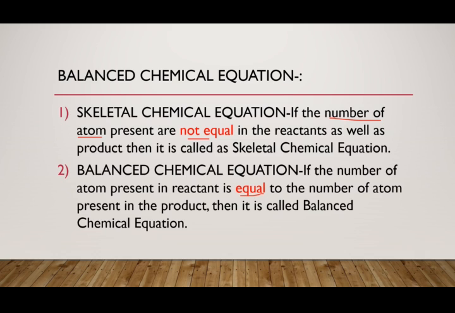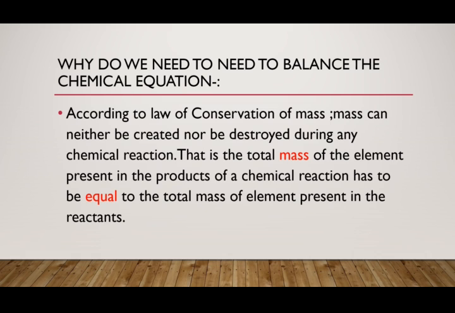Okay, the next one, why do we need to balance the chemical equation? Why is there a need? So according to the law of conservation of mass, this is a law which states that mass can neither be created nor be destroyed during any chemical reaction. So the total mass should remain the same, or you can say the number of atoms should remain the same in LHS as well as RHS side. That is nothing but the reactant side as well as product side. Fine. So that we need to balance the chemical equation.